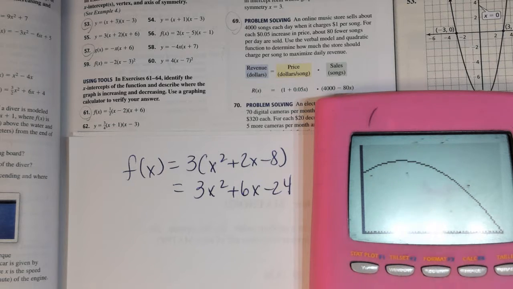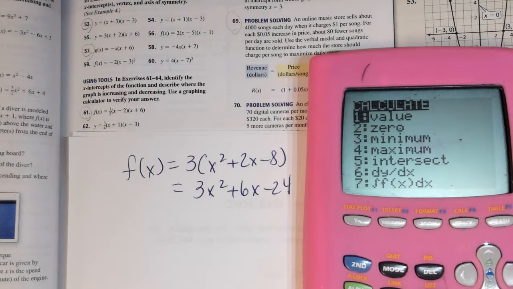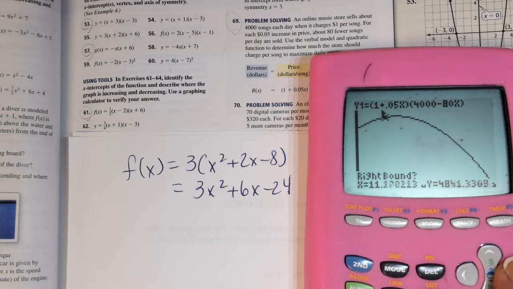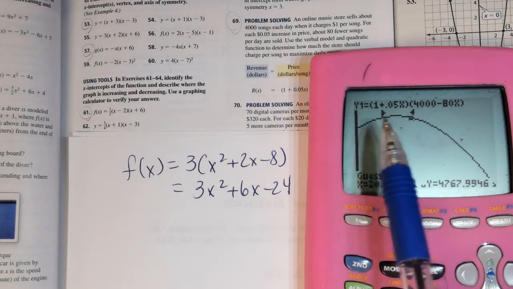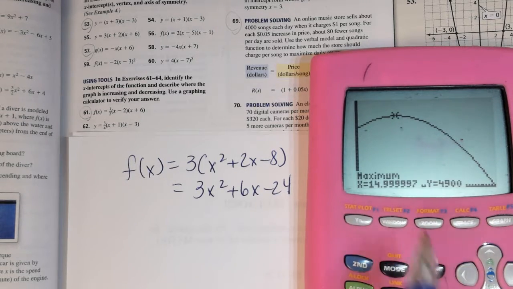All right, so now I just want to find the maximum. So I do second, trace, calculate. Number 4 is the maximum. I have to go to the left side of it. Get that. Go to the right side of it. Hit enter. And then it's going to say, is your guess in between those two? I say enter, say yes. And there it's telling me x equals 15.